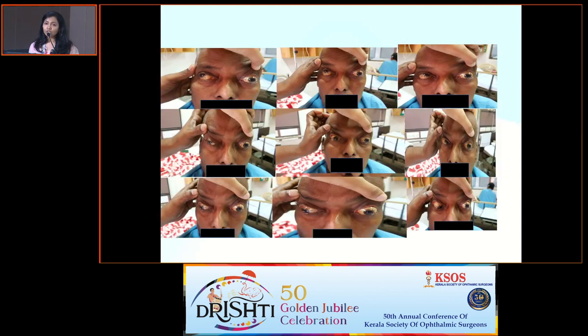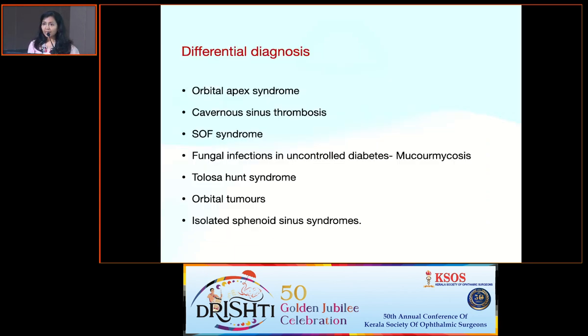So this is one of our patients who presented with decreased vision and he had proptosis on the left side, complete ptosis and limitation of movements in all gazes and absence of consensual reflex on the other side. So the differential diagnosis in such cases, of course, orbital apex, cavernous sinus, especially if the patient is systemically unwell. SOF syndrome, fungal infection should be suspected, like mucor, if the patient is severely debilitated or has uncontrolled diabetes. Tolosa-Hunt syndrome is an inflammatory process involving the superior orbital fissure and the cavernous sinus.